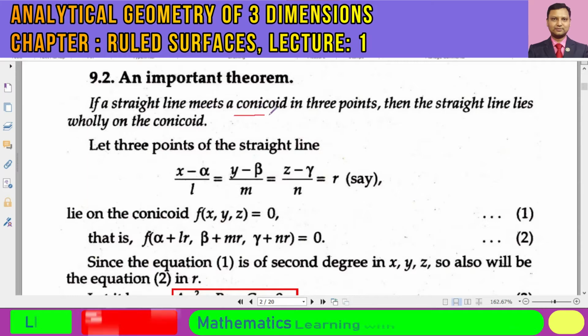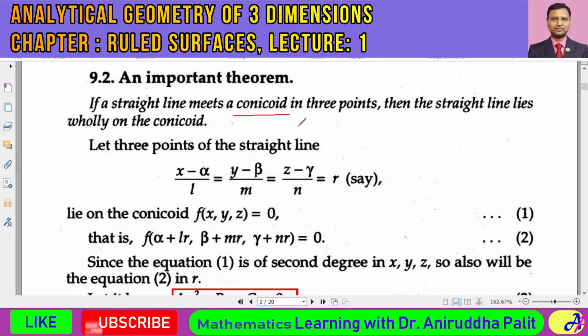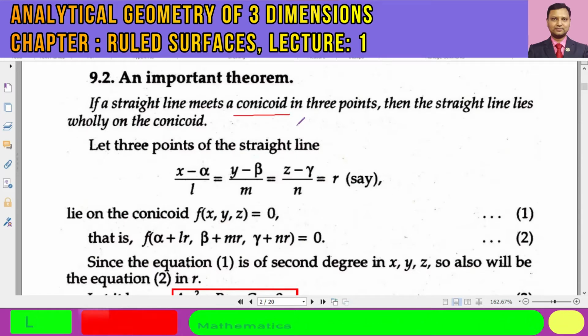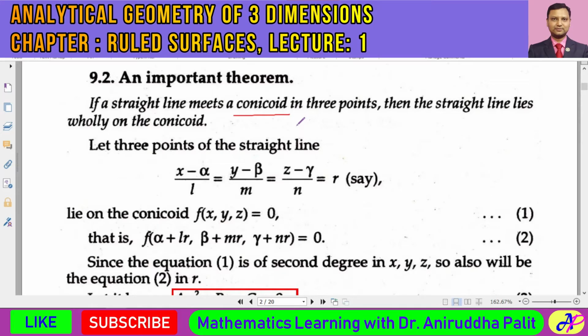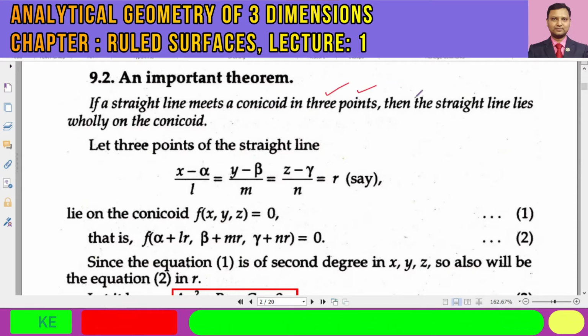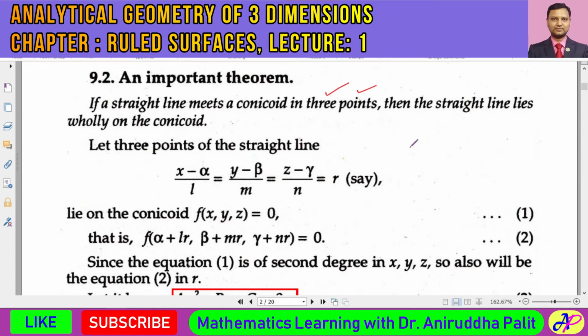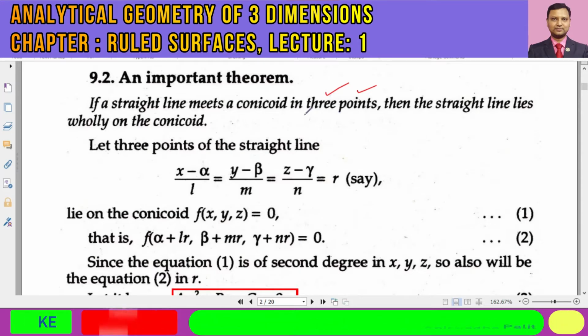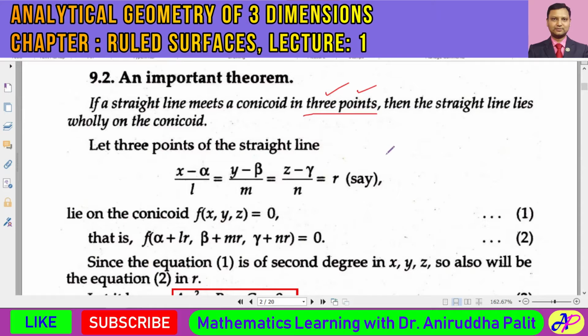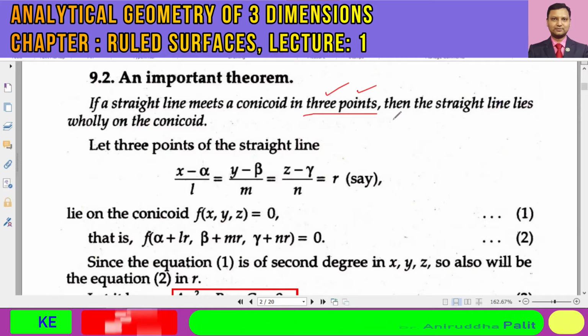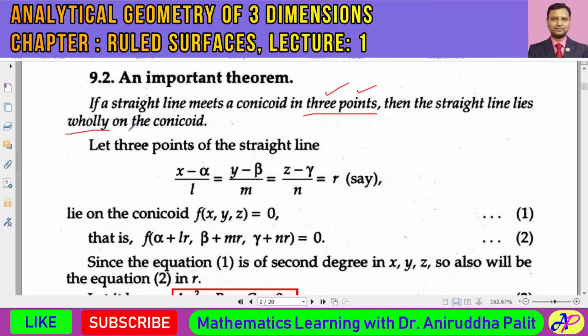meets a conicoid, that means it may be a sphere, it may be a conic, it may be a cylinder, it may be a developable surface, it may be a skew surface, whatever surface it is. So if a straight line meets a conicoid in 3 different points. In general, a straight line always meets a conicoid in 2 points. But over here, it says that if a straight line meets a conicoid in 3 distinct points, then the straight line lies wholly, entirely, on the conicoid.